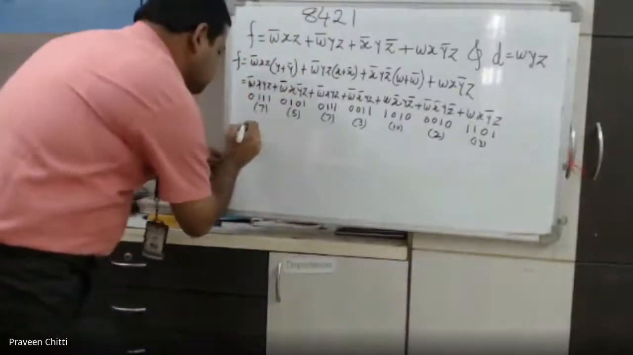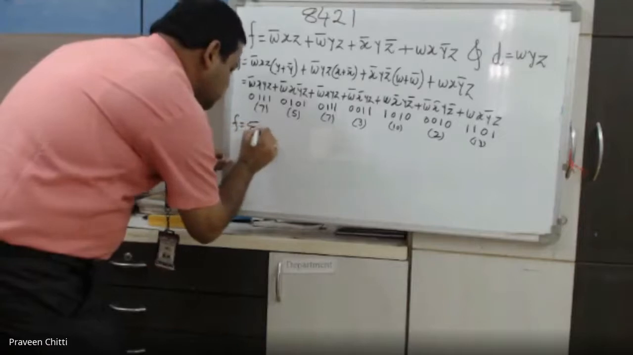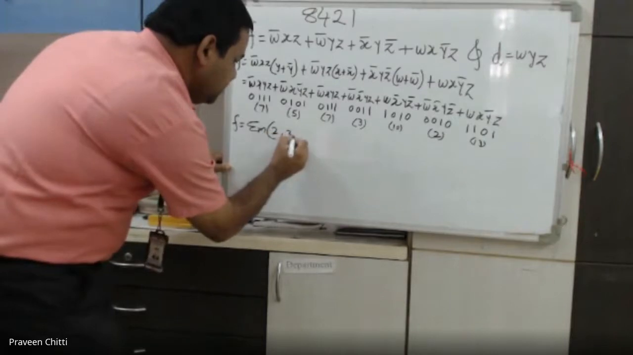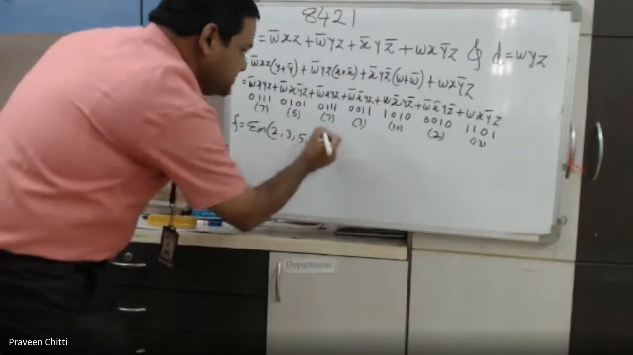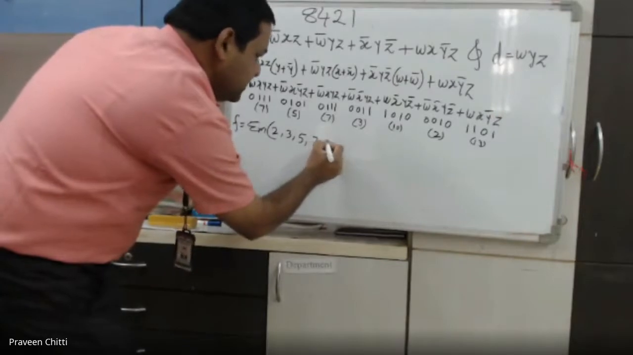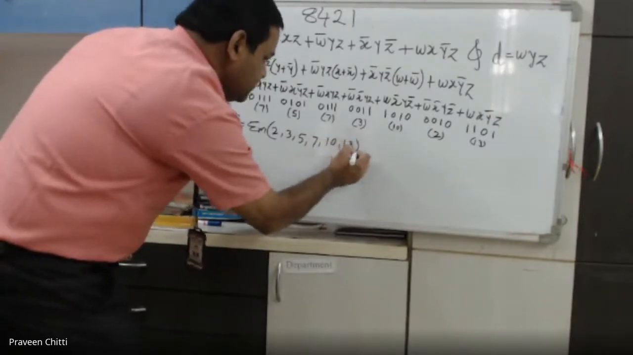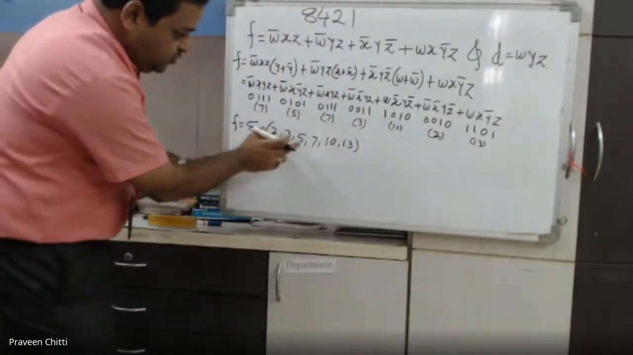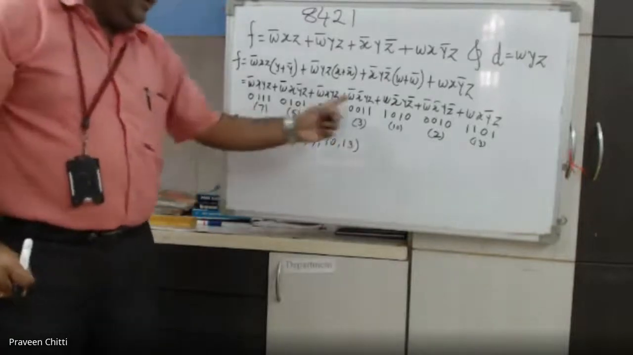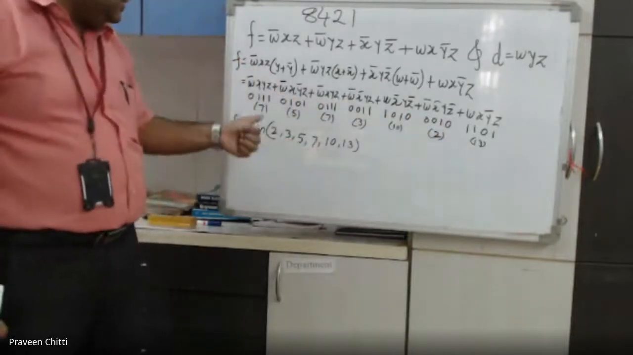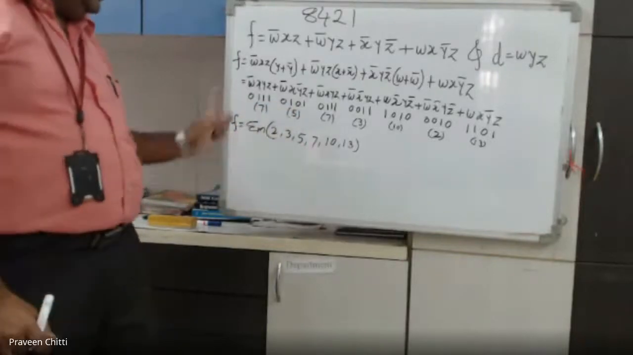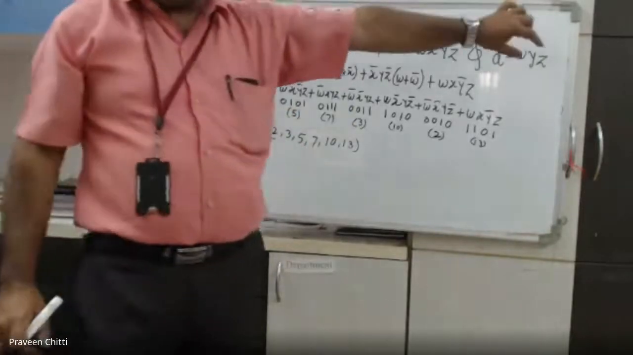So I got F equal to sigma m in increasing order: 2, 3, 5, 7, 10 and 13. There are 7 terms written but here I have only 6, because 7 appears twice. Actually, we have done this for F, but they have also given D. What does D stand for there?